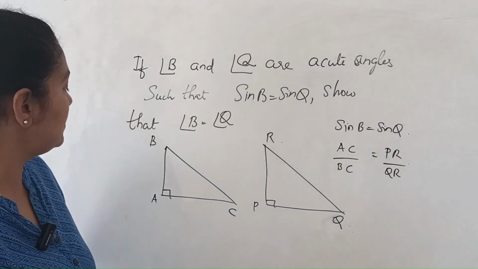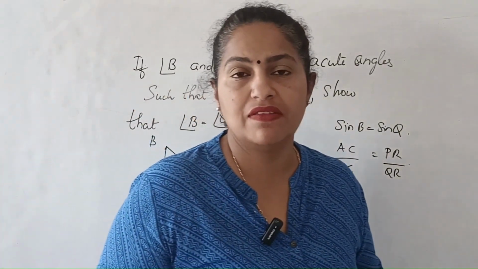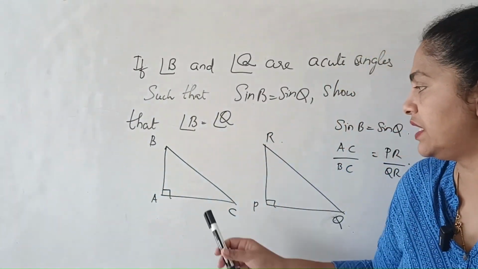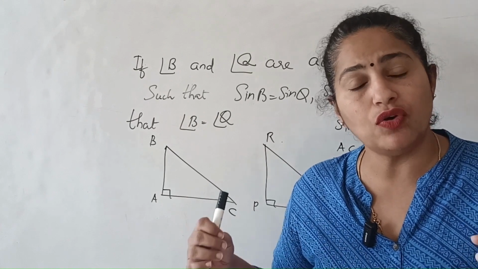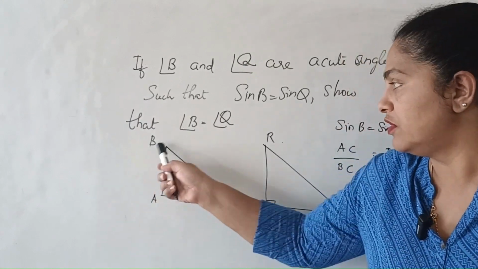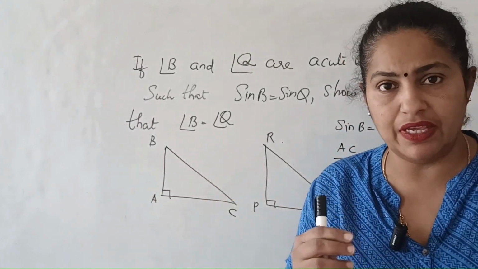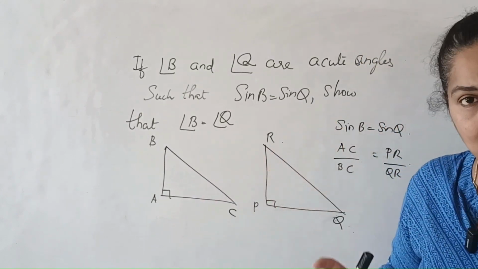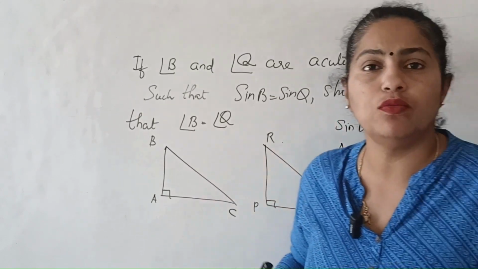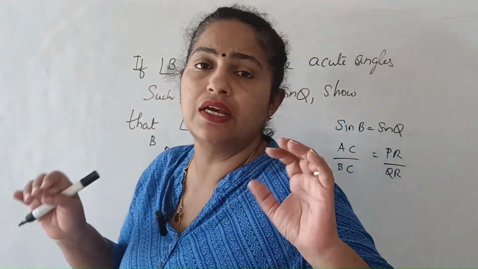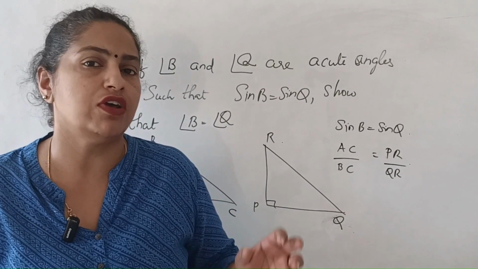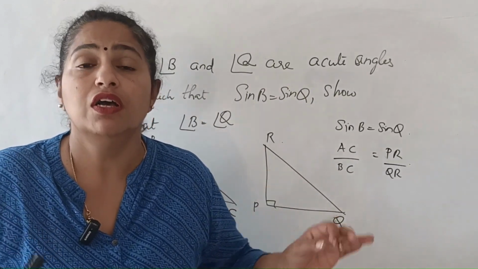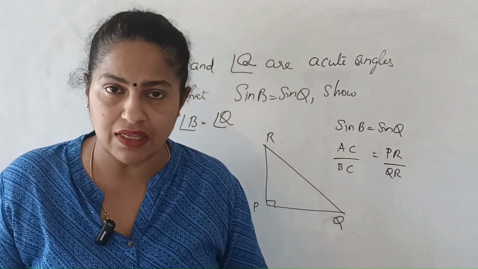Here you can see that I have taken two triangles ABC and PQR, and I have taken angle A to be 90 degrees because I needed angle B to be free to apply the trigonometric ratio. So this is angle B, and purposely I have not taken this as angle Q, I have taken this as angle Q to make you understand that these are two different triangles and the angles have no similarity right now. We need to prove that these angles are equal.